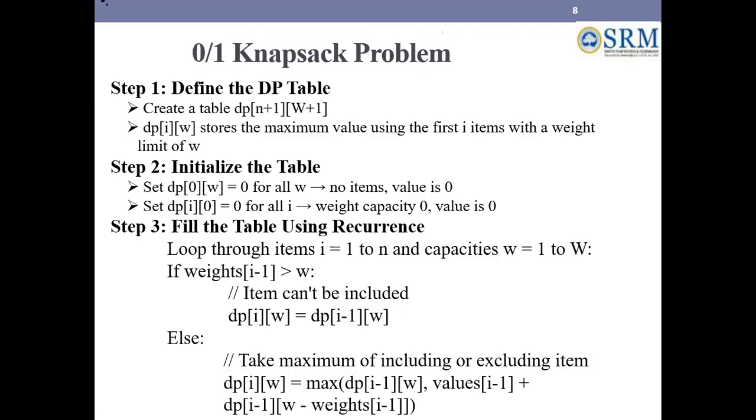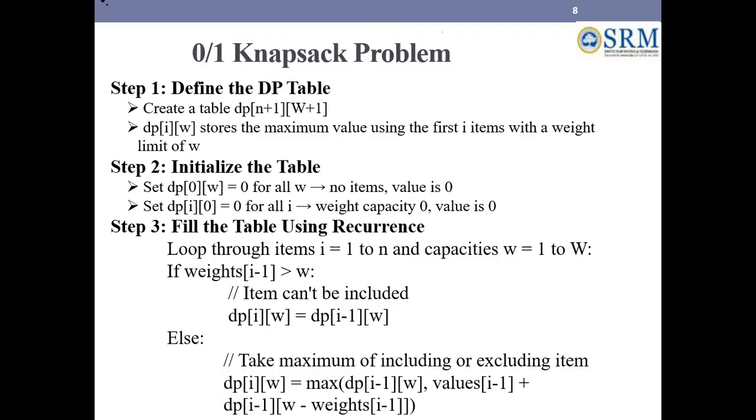Now we are going to fill the table using the recurrence. Loop through items i equal to 1 to n. This is a bottom-up approach, which mainly works on iterations, looping statements. For items 1 to n, capacities from 1 to W. Capital W is the knapsack capacity, small w is the item weight.